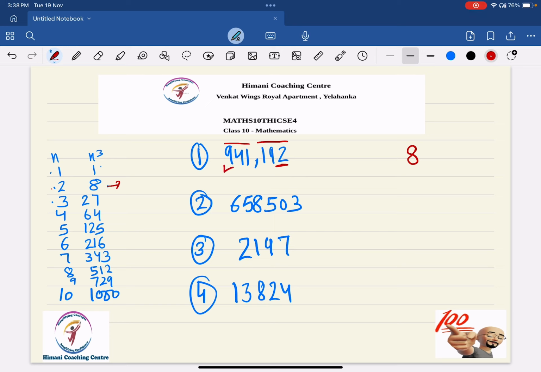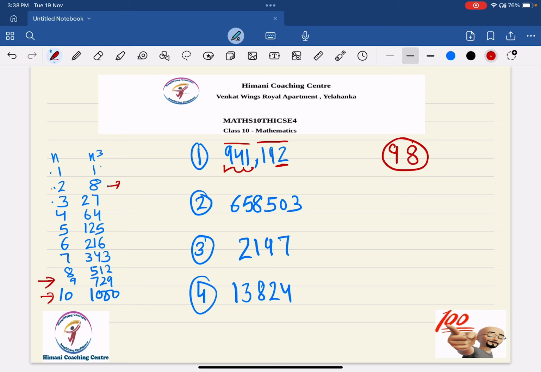Now look at this number 941. Go to the table, find out the number whose cube is just less than 941. If you pay attention, the cube of 9 is 729 while that of 10 is 1000. So of course the answer is 98. It is a very simple trick but very effective.